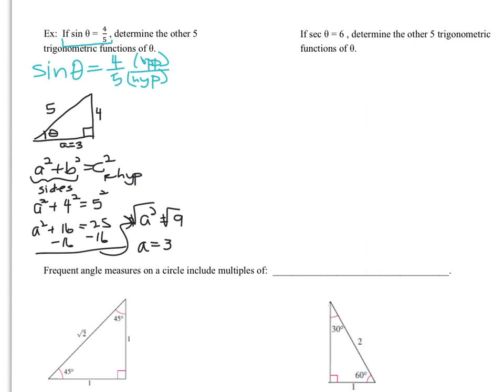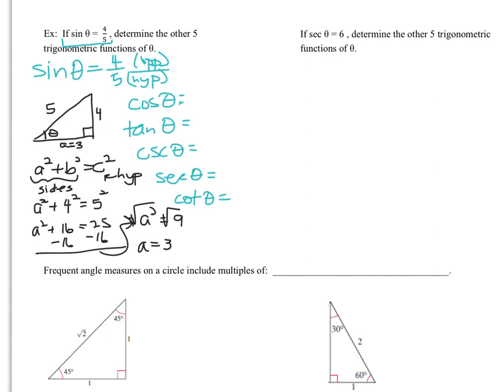I'm going to go ahead and list them out. We know we want cosine. We know we want tangent. And then we want those reciprocals. We want cosecant, which I guess we already could have gotten. We want secant. And then we're going to define cotangent.